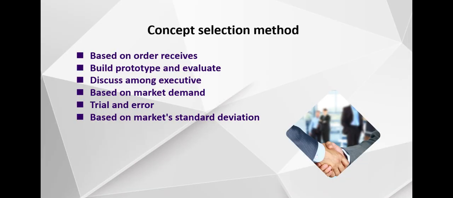Next is about concept selection methods. These are the methods that we use to choose our product to represent our company. First, we can choose based on orders received. Second, build, prototype and evaluate the product. Third, discuss among executives. Fourth, based on market demand. Fifth, trial and error. And the last one is based on market standard deviation. Those are the methods that we can use before we choose the product.